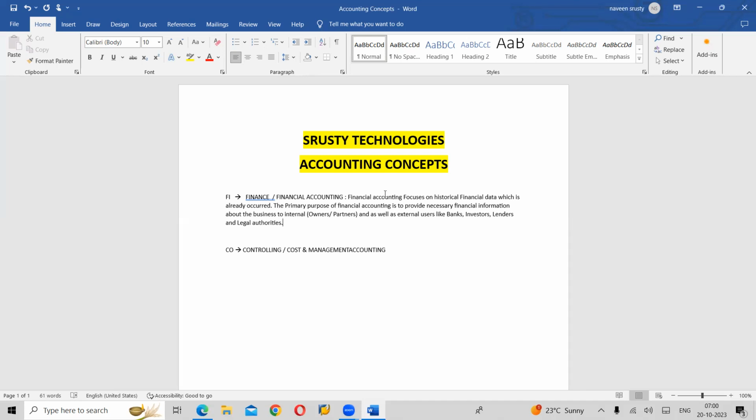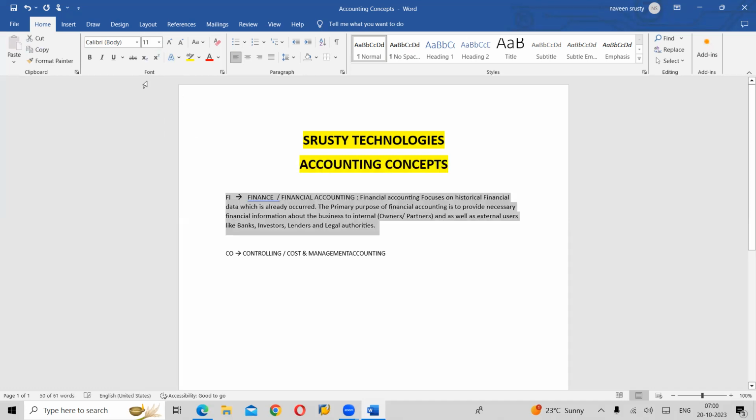In any organization, any business, who are the internal users and who are the external users? Is this clear? Any questions in this? Any questions? No, Naveen. Okay. So when it comes to, first I'll take it as costing.